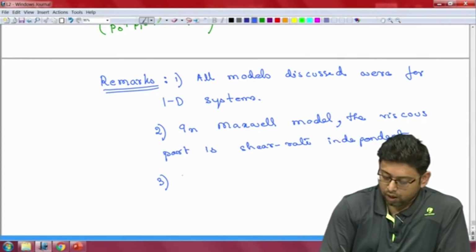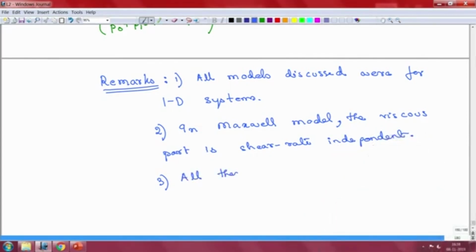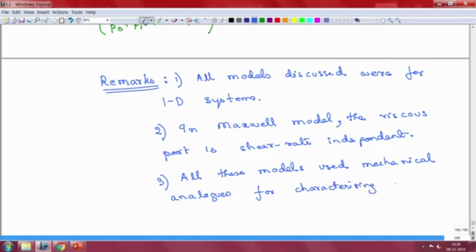So, all these models use mechanical analogues for characterizing material response.